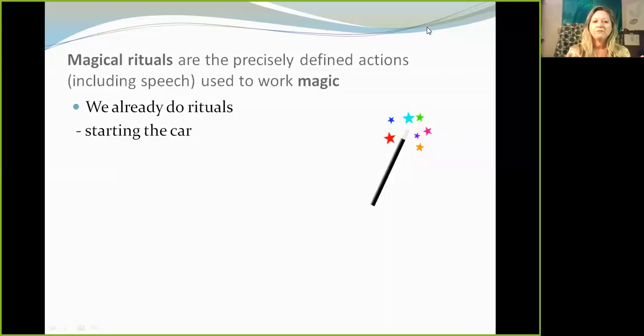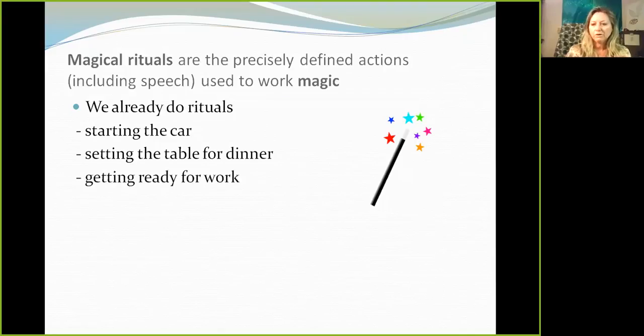We also have setting the table, like for dinner. The first thing you do might be to clear the rubbish off the table, then put the tablecloth down or the placemats, et cetera. So again, you're doing a set type of things, and the reason you're doing it for dinner is so that you can eat.